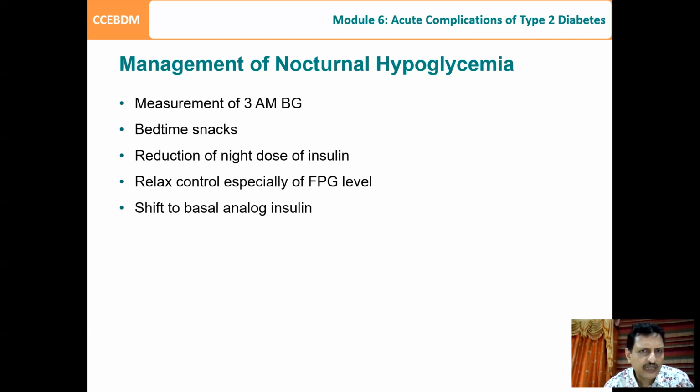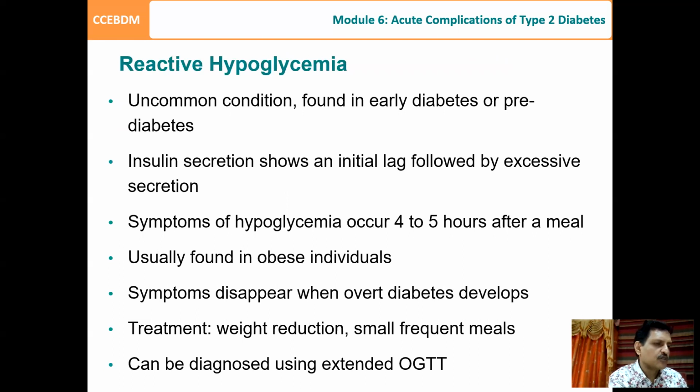You can add a bedtime snack if the patient is taking an early dinner. We have to reduce the night dose of long-acting insulin, and we have to relax the control of fasting plasma glucose. And it is always better to shift the patient to basal analog insulin from NPH if the patient is receiving it. NPH is mostly associated with this important issue of nocturnal hypoglycemia, and if we shift the patient from NPH to analog basal insulin, then the possibility of nocturnal hypoglycemia will go down. So this is the way we treat nocturnal hypoglycemia.